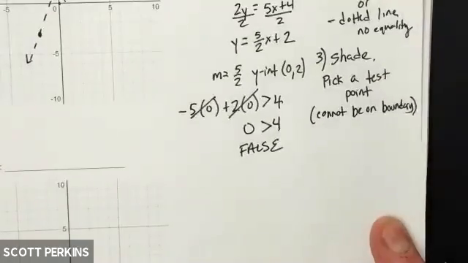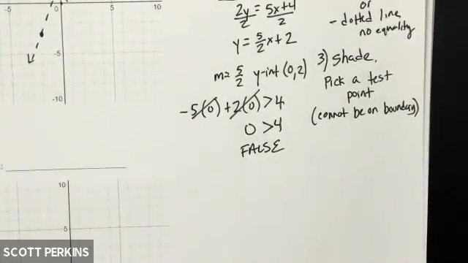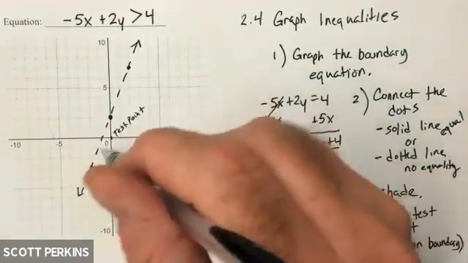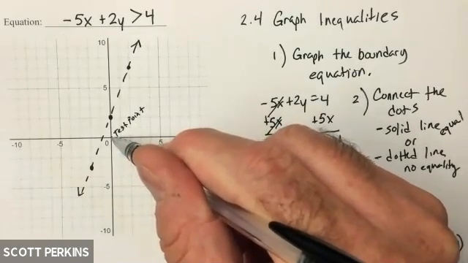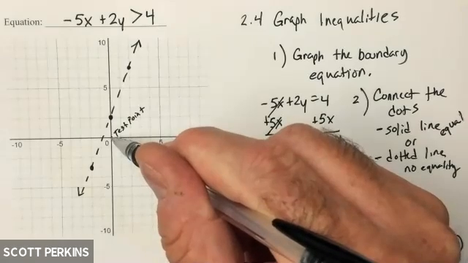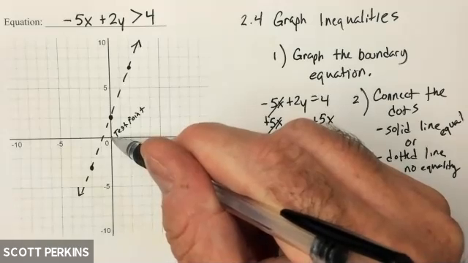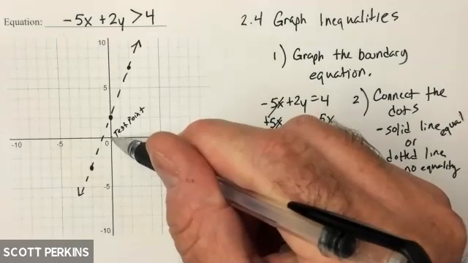Let me keep that there in case anybody's still writing. So 0 is not greater than 4. That's a false statement. And so here's how to interpret that. My test point is right where the tip of my pen is. I got a false statement, meaning that the test point did not satisfy the inequality. So where do you think I'm going to shade? Am I going to shade on the same side as the test point where I got the false statement, or am I going to shade on the other side of the boundary?